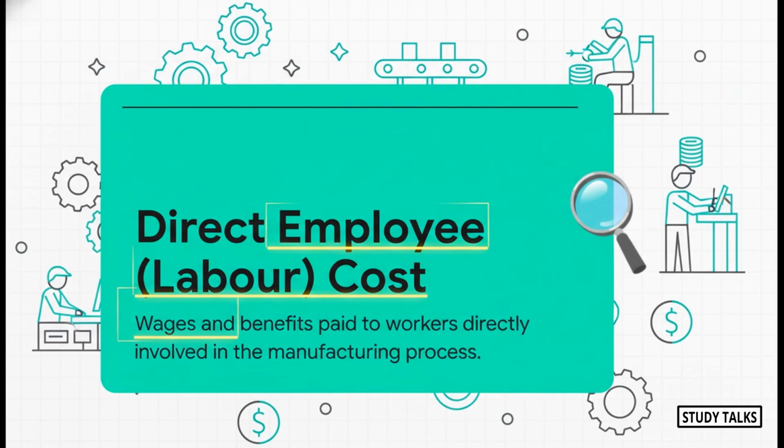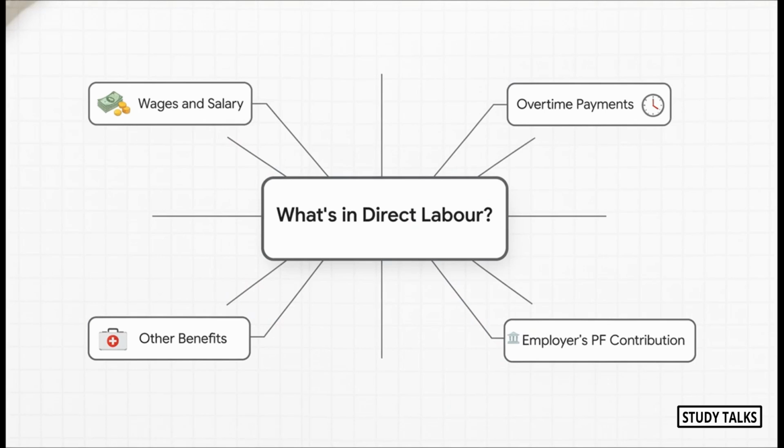All right, next piece of our prime cost puzzle, direct labor cost. Simple enough, this is what you pay the people who are actually physically making the product. We're talking about the folks on the assembly line, the machine operators, anyone whose hands are directly involved in turning raw materials into a finished product. And just like with materials, ICAI will try to trick you here. It's not just about the basic salary. Direct labor cost is the whole package.